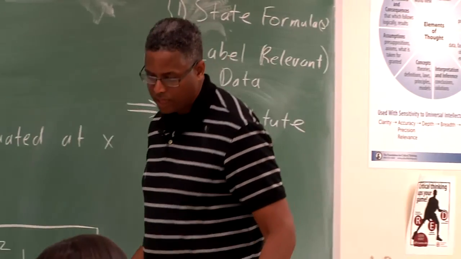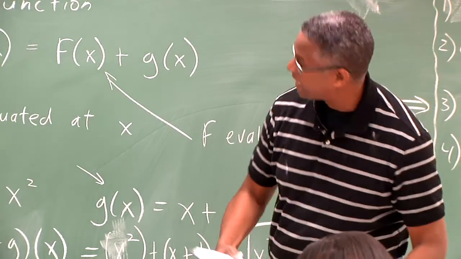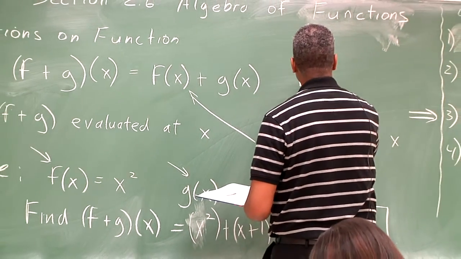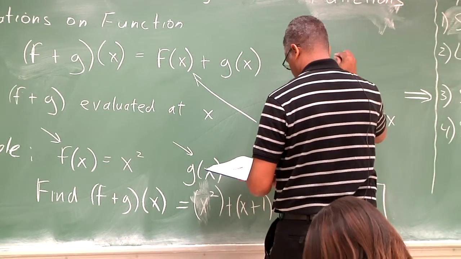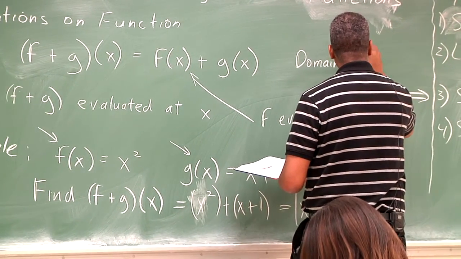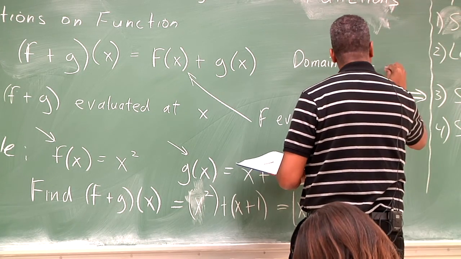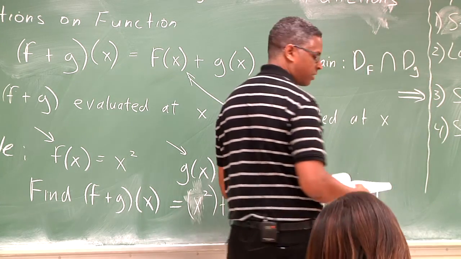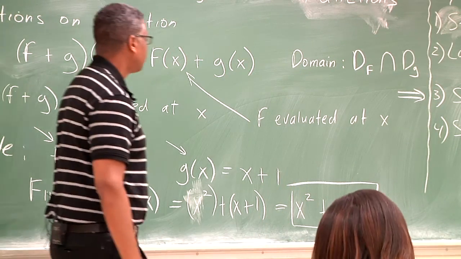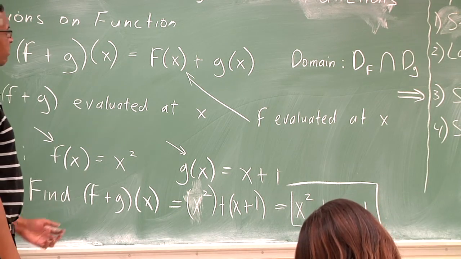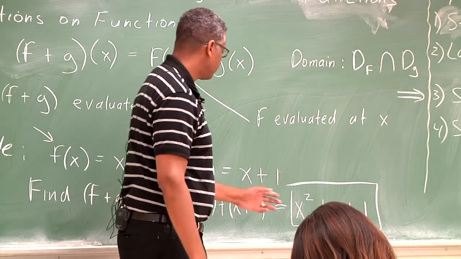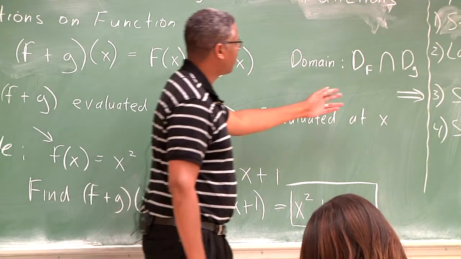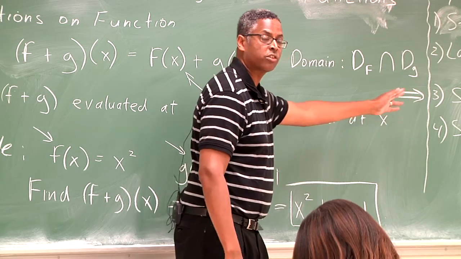Okay? Now, let's talk about this whole idea of domain. For this formula, the domain is given to be d subscript f intersected with d subscript g. Okay? So what does that mean? What that means is the domain of the sum of the functions is the intersection of the domains of each of the individual functions, okay?